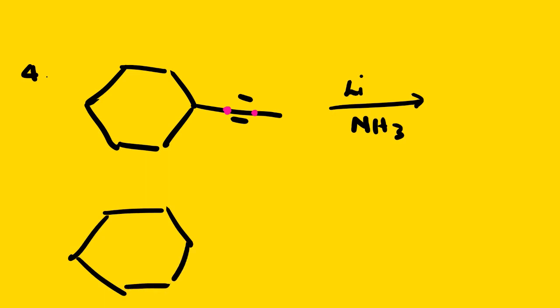Let's look at number 4. What would be the product if we have lithium ammonia? This would actually yield a trans. These would be the carbons which are involved in the triple bond, and then our hydrogens will be here.